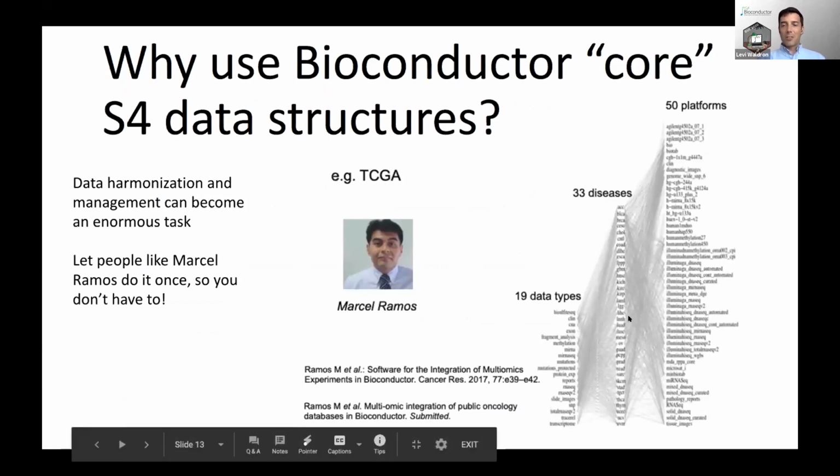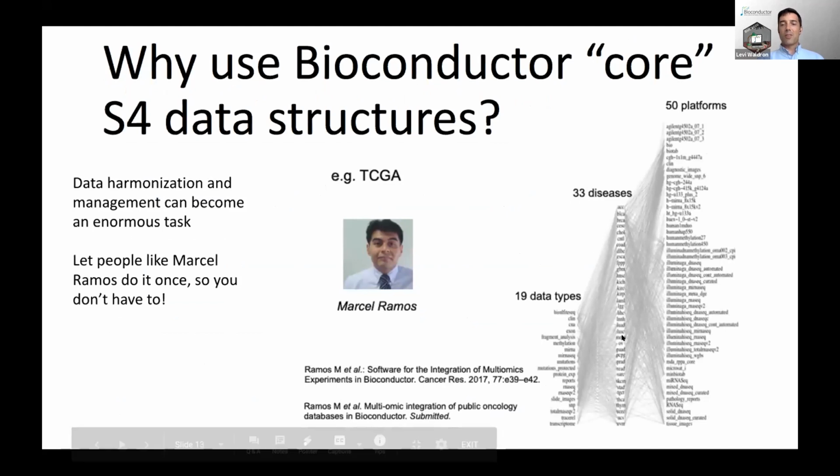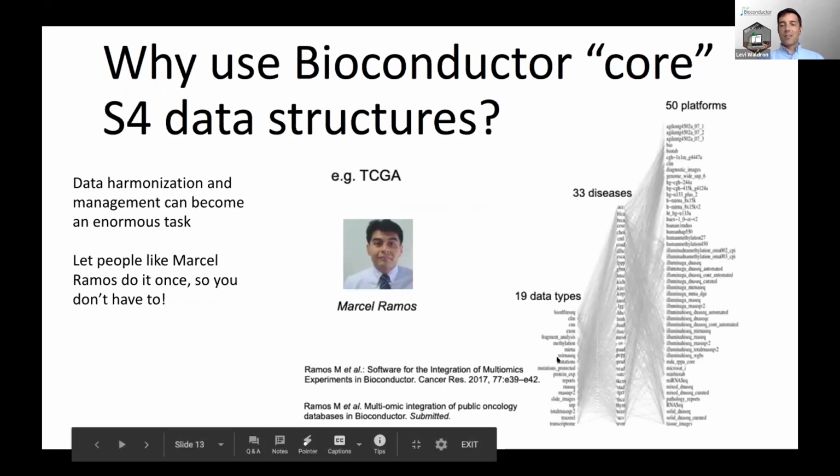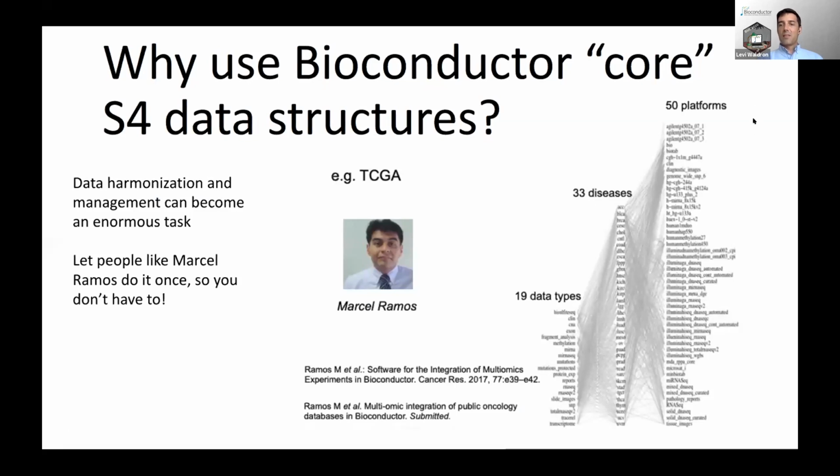So a little pictogram of why to do this. As an example, the Cancer Genome Atlas, here is a schematic of its 19 data types, 33 diseases, and 50 different platforms. And a traditional approach to using files and tables for each of these involves an enormous task of data harmonization and management before you can do any analyses of these. And this approach lets experts like Marcel Ramos do this once so that you don't have to.